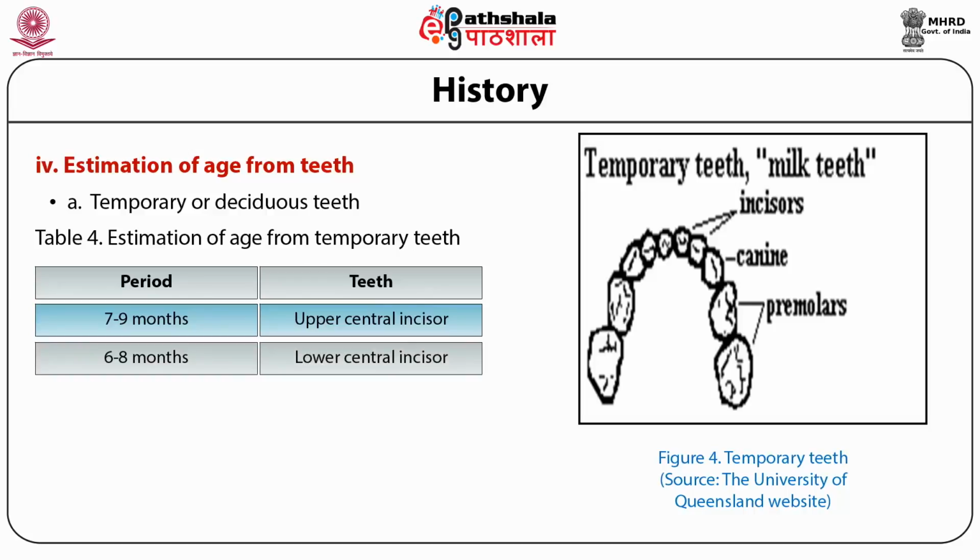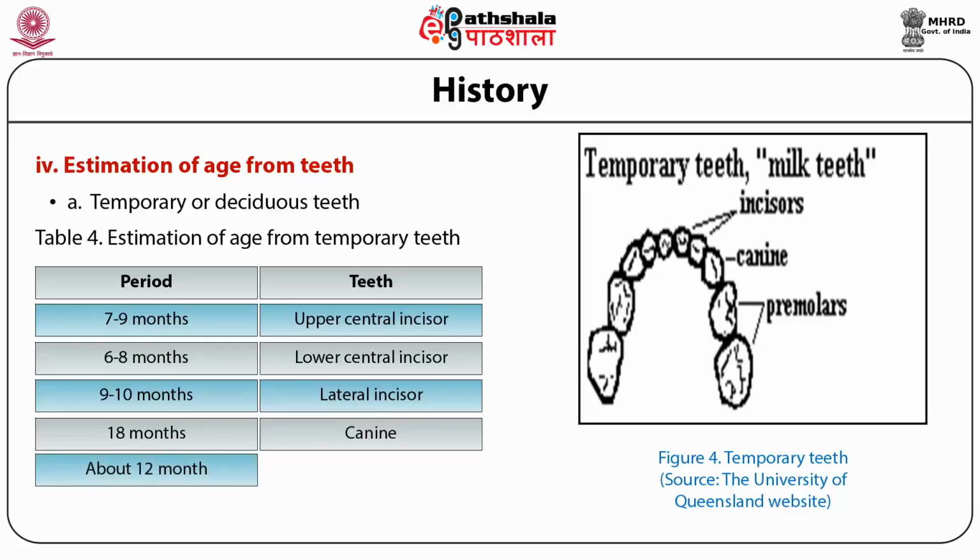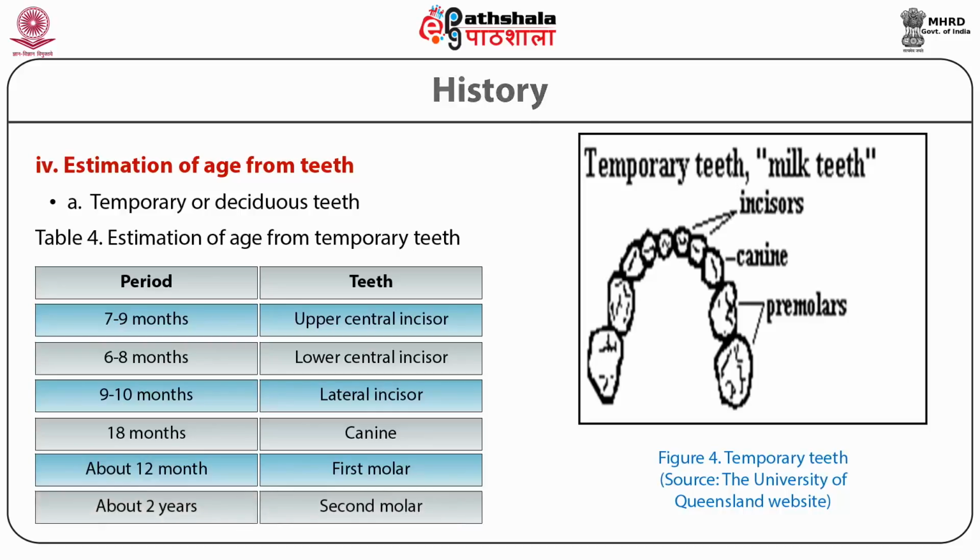As time proceeds, when the child becomes 9 to 10 months old, there is an appearance of the lateral incisor, and it continues till the 18th month. At the age of 18 months, we see the appearance of the first canine. Before that, at about 12 months, the appearance of the first molar teeth is also observed, and at the end of about 2 years, the second molar erupts.